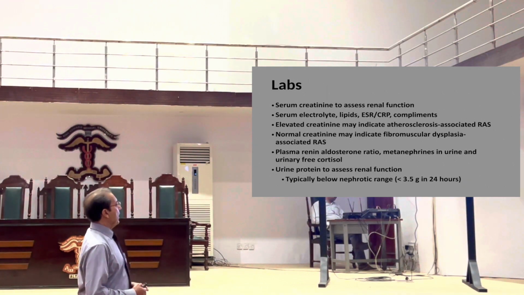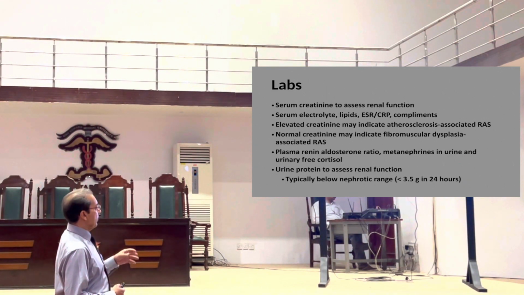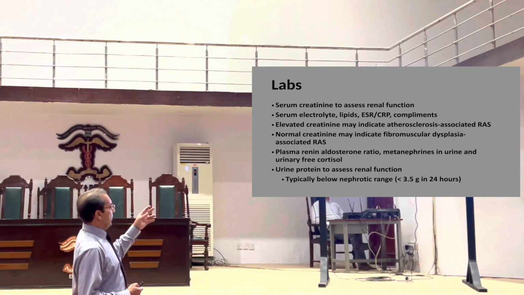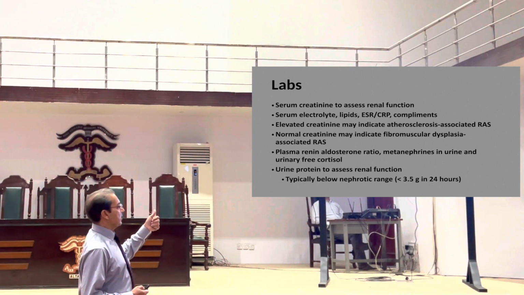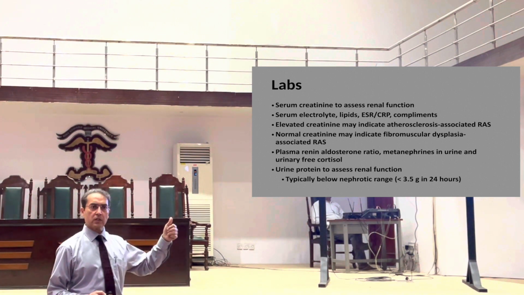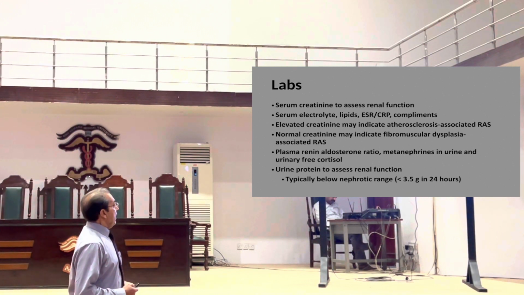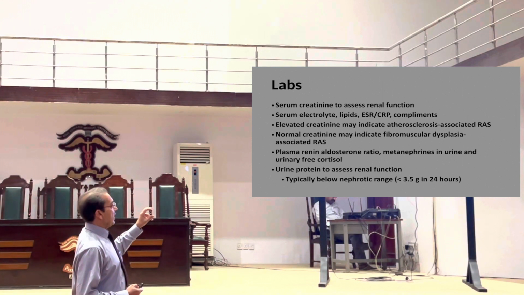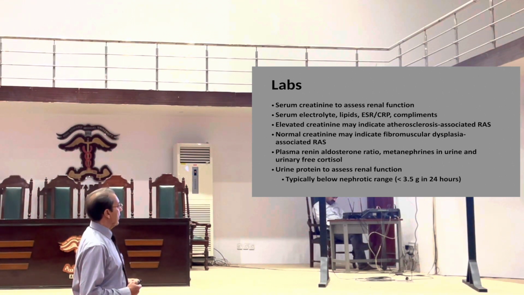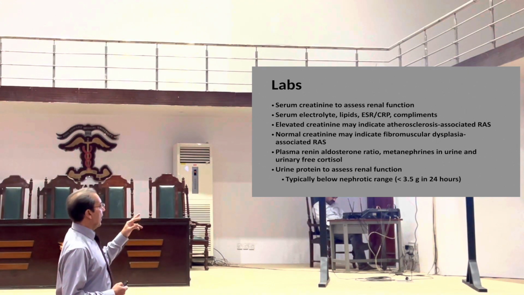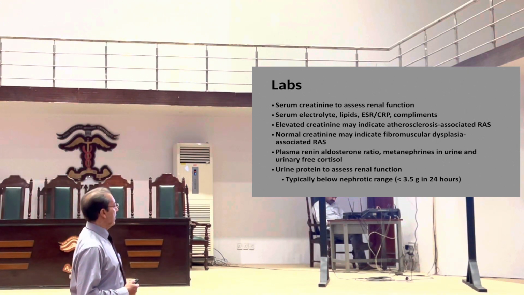The labs, we go for routine labs like creatinine, electrolytes, lipids, lipids for atherosclerosis, ESR, CRP for vasculitic disorders. For same reason we do complement. If there is elevation in the creatinine, the likelihood is that associated atherosclerosis is there. Normal creatinine with fibromuscular dysplasia.